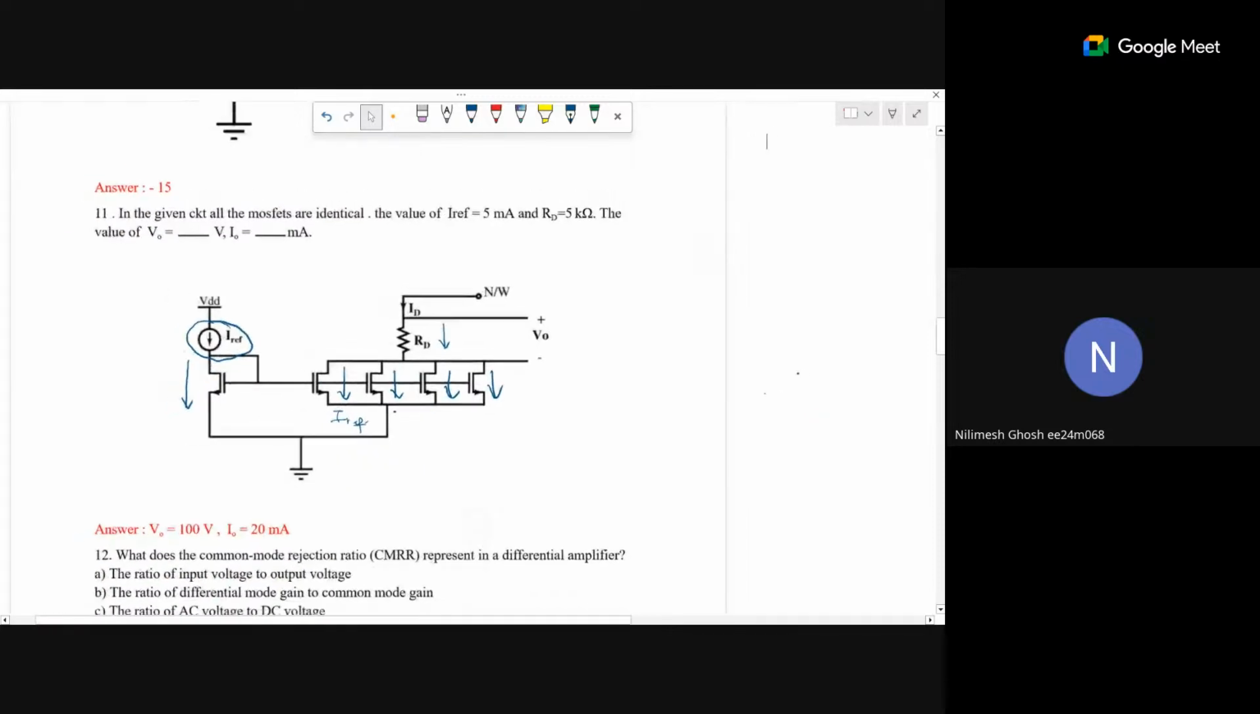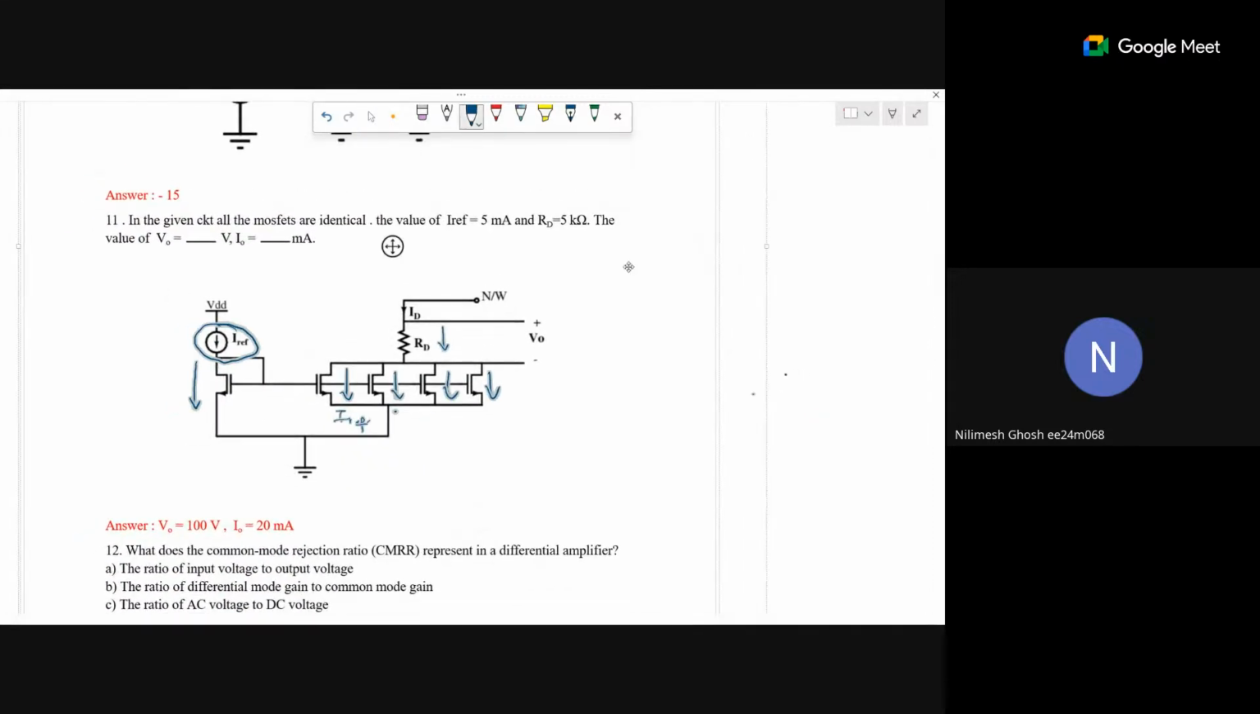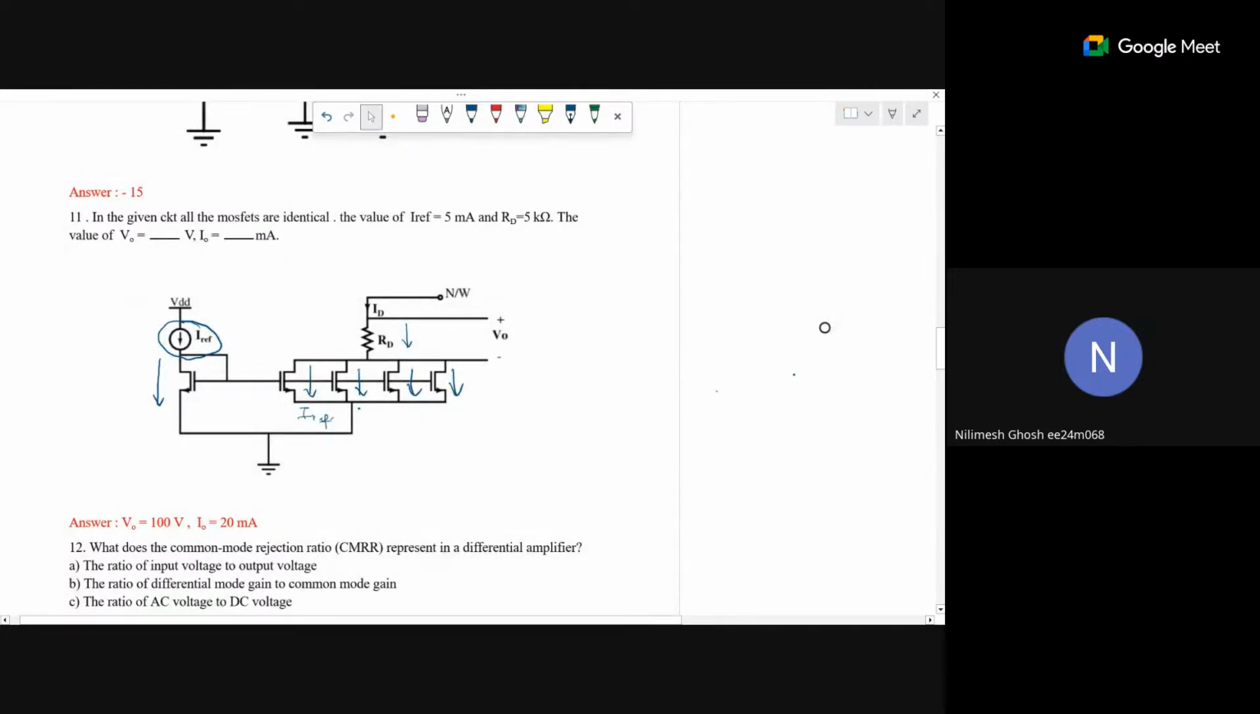Now see, if I asked about whatever be the V naught, what is V naught and what is I naught? I naught is ID. So whatever current is flowing through our RD, that is V naught, and V naught by RD will be our I naught. Just now I told you, for this configuration ID will be I naught. Is there any doubt? No, sir.